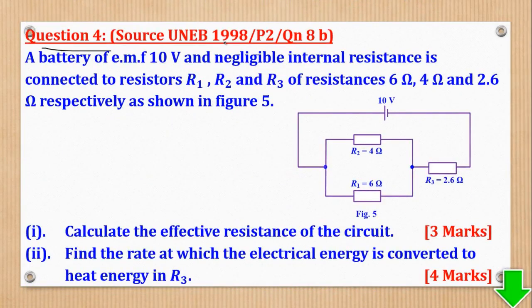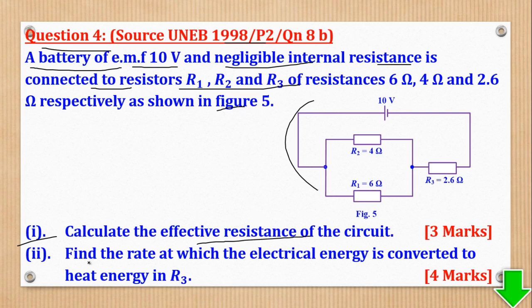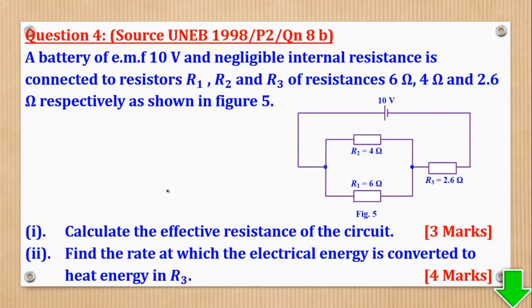Then question 4 came from UNEB 1998, paper 2, question 8b, and it says a battery of E.M.F. 10 volt and negligible internal resistance is connected to resistors, these ones, respectively as shown. This is the diagram. Part A, calculate the effective resistance of the circuit, and part B, find the rate. When they say rate, it means it's power. Rate at which electrical energy is converted to heat in R3. So they want power dissipated in R3.